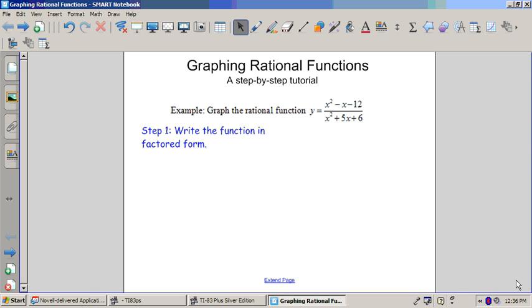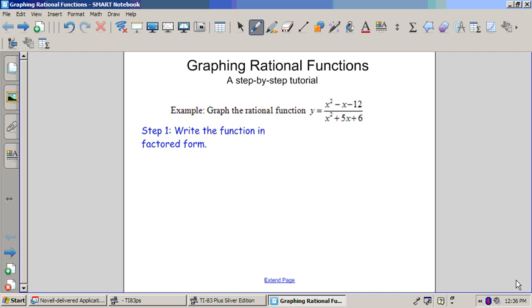This is a tutorial for graphing rational functions. I'm going to give you a step-by-step tutorial over just one example. And rational functions are like people. They're all a little bit different, but if you follow the rules that I use for this one, they should help you with most of the rational functions you come up with.